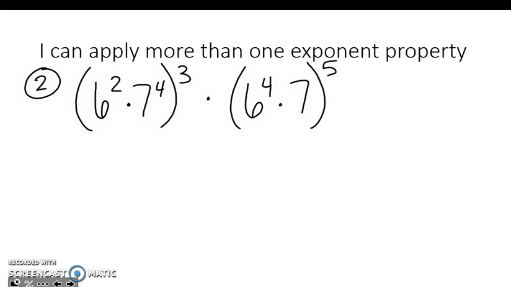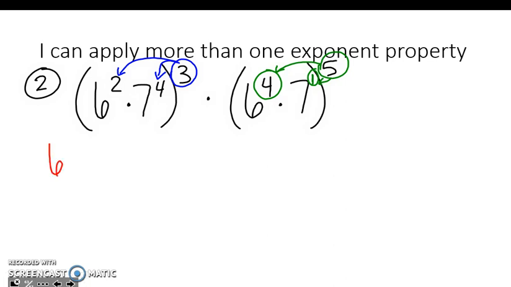Okay, so the first thing I notice is that there's 2 different sets of parentheses, okay? So I'm going to have to distribute the 3 on this first set of parentheses, but on this second set of parentheses, I need to distribute the 5, okay? So I'm going to distribute it to the 4, but then this 7 doesn't have an exponent. Guys, you can't forget to give it an exponent, otherwise you're going to be completely wrong.